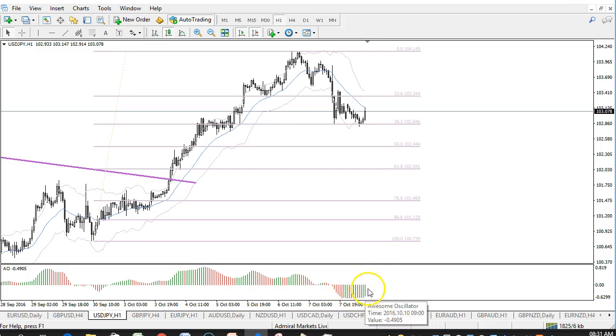And you see the awesome oscillator also turning. So those are just some confluence things that help when you're looking at a bounce, for instance. But that's something we'll dive into in this week's webinars as well.